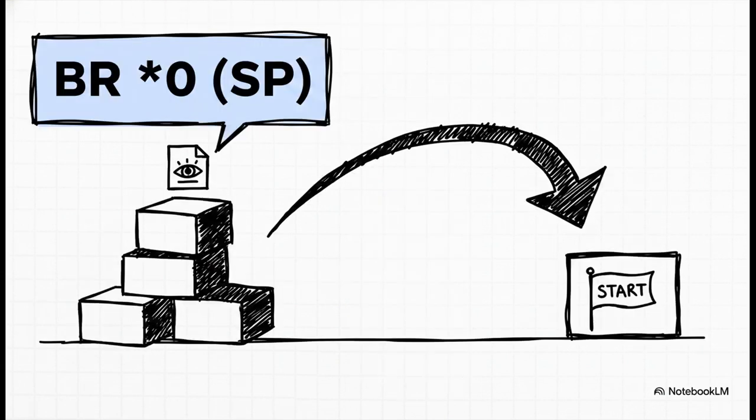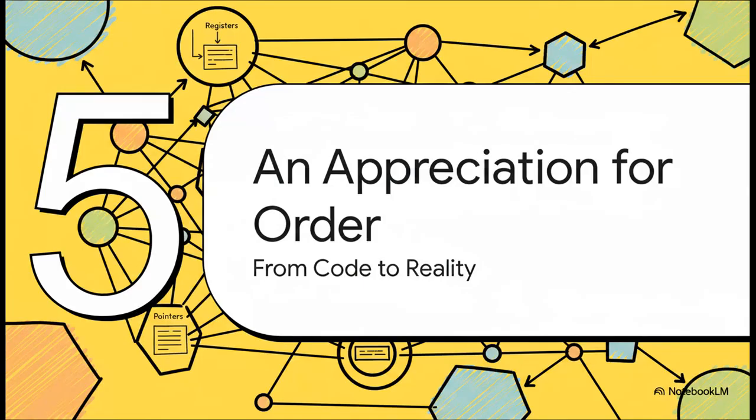And this is step 4, the return trip. B just means branch, which is really just another word for jump. This tells the computer, hey, look at the very top of the stack, find that address we stored there, and just jump to it. The function has read the note and is now giving control right back where it started. Simple as that.